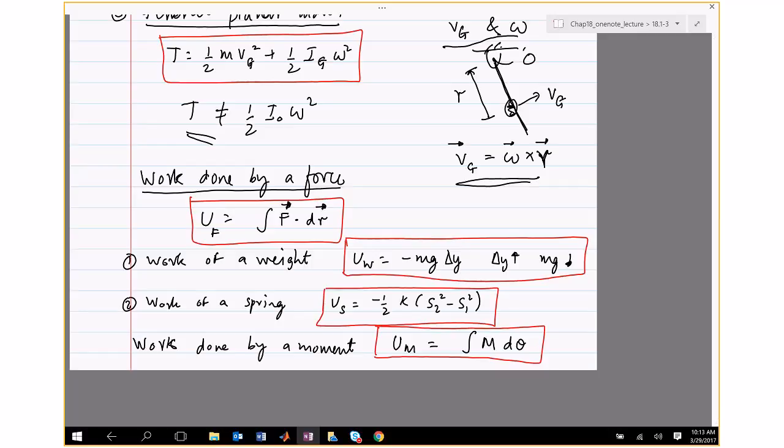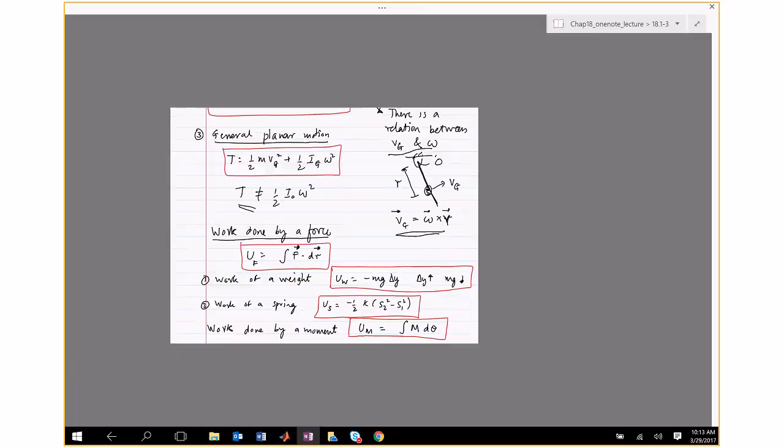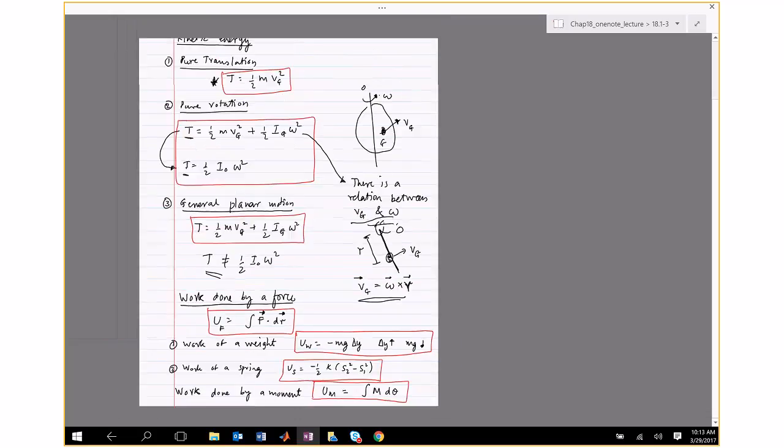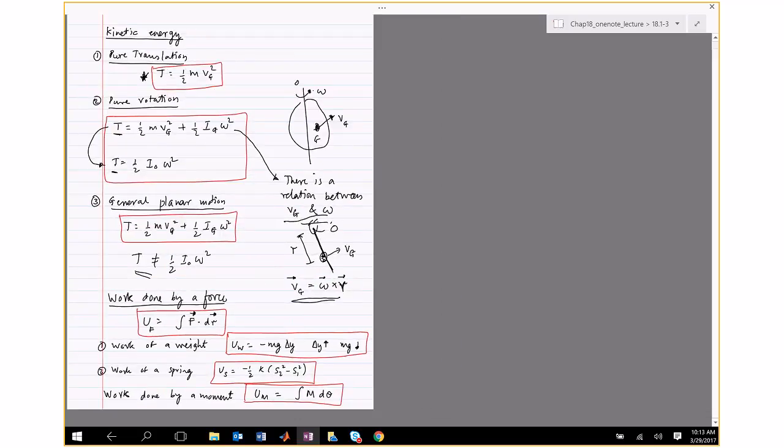So there is a moment which is applied, and that moment causes the pulley or the motor to turn by an angle theta. And so if you take M times d theta and integrate that, you should get the work done due to the moment. Okay, is that clear? Let's solve a problem.